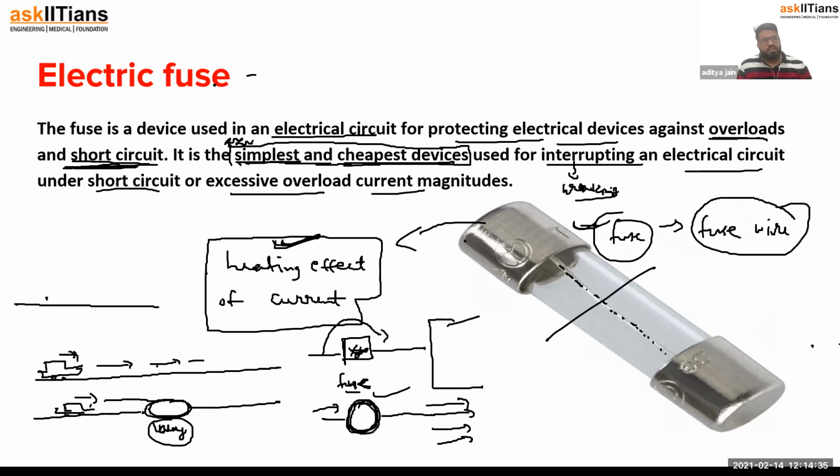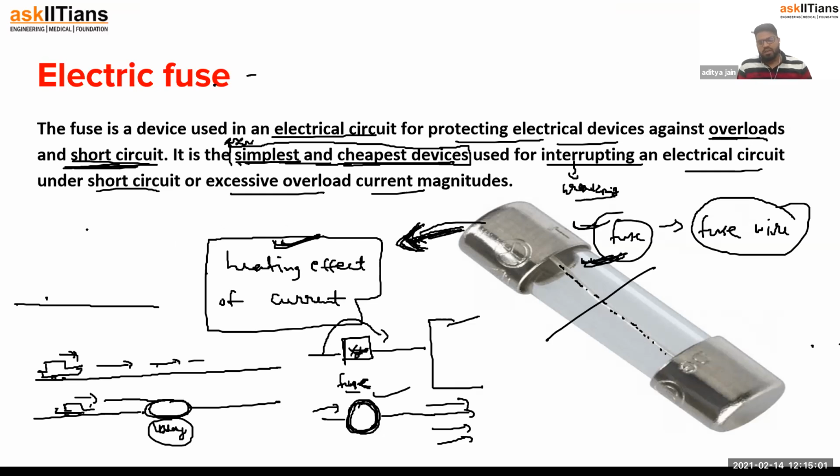That is the concept. So according to you, what should be the melting point of fuse wire if it has to act as a circuit breaker? What is the basic purpose of fuse wire? It has to melt in case of excessive loads. If it does not melt, it will not serve the purpose. It will not break the circuit. So it has to melt easily to serve its purpose.